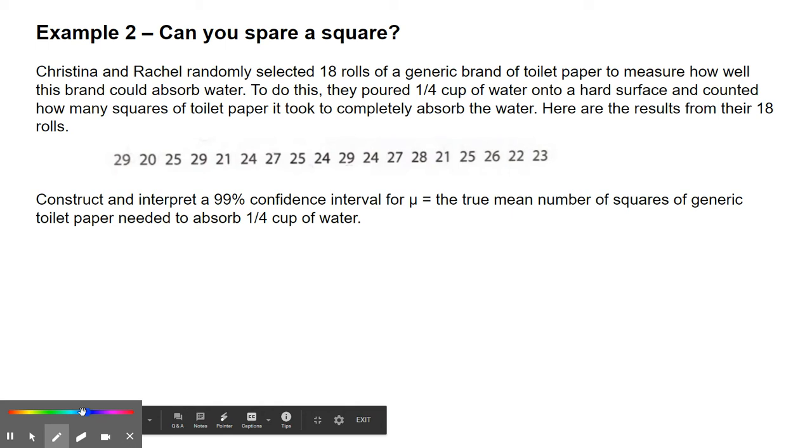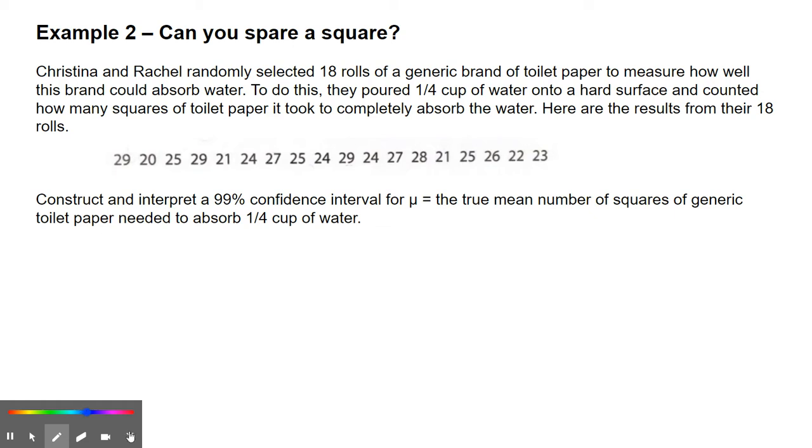Okay, here we go. It says, can you spare a square? Christina and Rachel randomly select 18 rolls of a generic brand of toilet paper to measure how well this brand could absorb water. To do this, they poured 1/4 cup of water onto a hard surface and counted how many squares of toilet paper it took to completely absorb the water. Here are the results from their 18 rolls. Construct and interpret a 99% confidence interval for mu equals the true mean number of squares of generic toilet paper needed to absorb 1/4 cup of water.